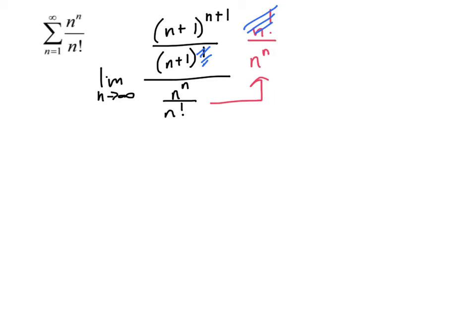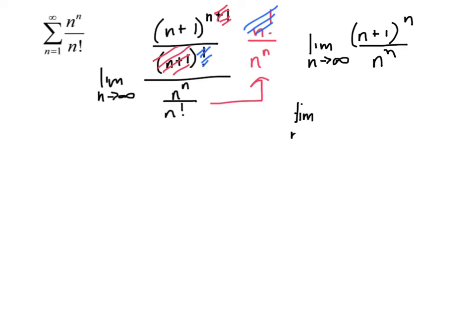Now, what I want you to kind of see here is n plus 1 to the n plus 1 divided by n plus 1. You see this n plus 1 left over. Well, this n plus 1 in the denominator will cancel with one of the n plus 1's in the numerator. So now, all I have left is n plus 1 to the n on top and n to the n on the bottom, which I could then rewrite like that.